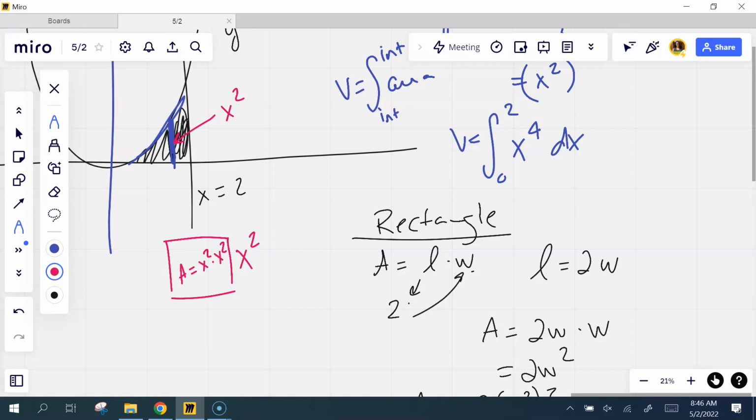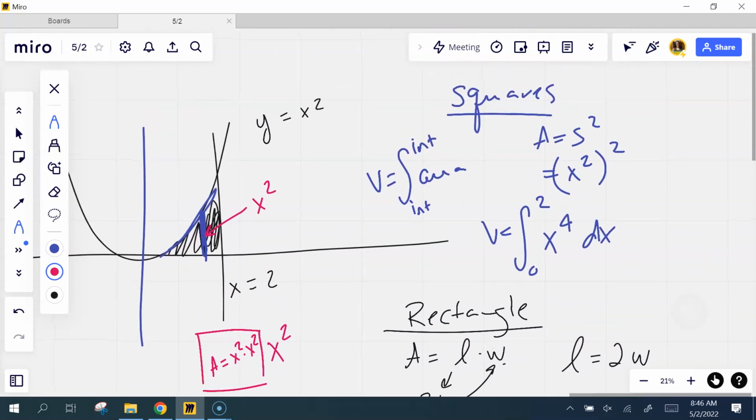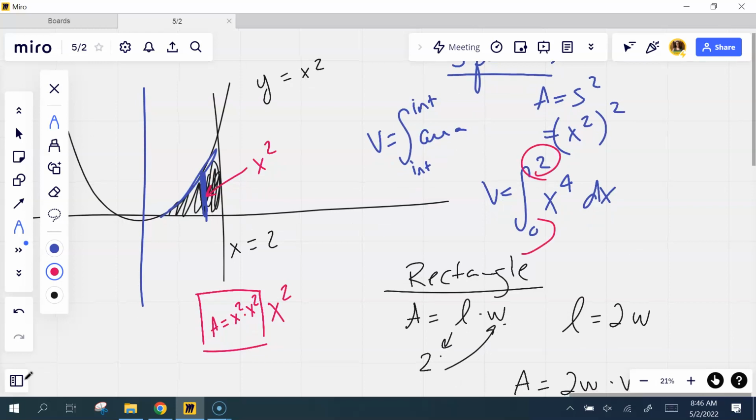You've got the volume. Where did the x equals 2 come in? That's that line. It said it was bounded by x equals 2. That's your bounds here. If that had been x equals 5, then I'd be going from 0 to 5. Or maybe it said between the lines x equals 1 and x equals 10, then you'd be going from 1 to 10. If you draw a picture, it really, really helps.